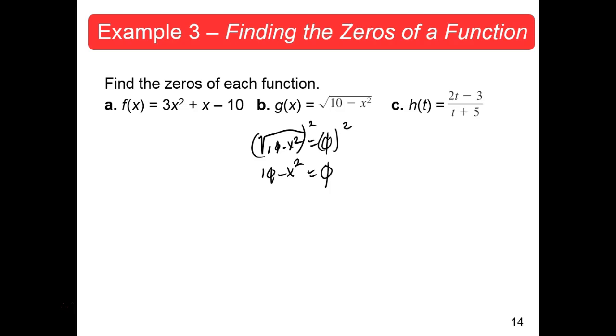How do you undo a square? Take a square root. So you could say this is the square root of 10 squared minus x squared.